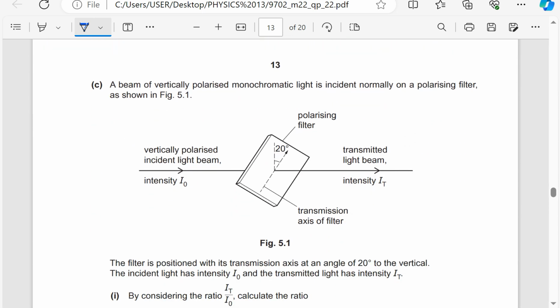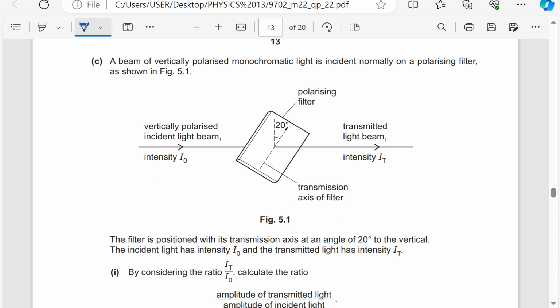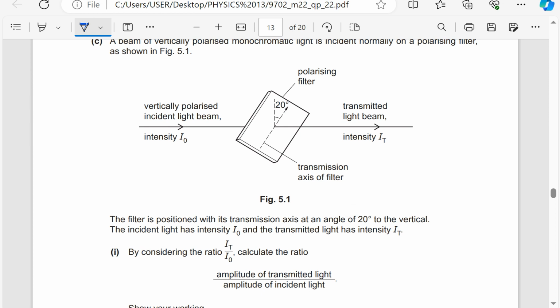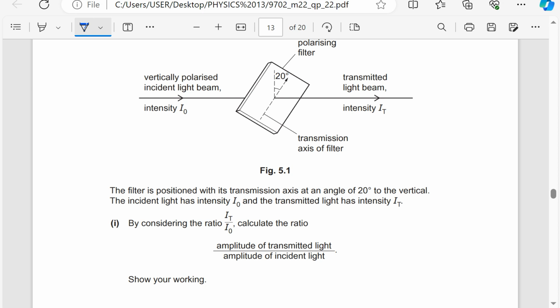A beam of vertically polarized monochromatic light is incident normally on a polarizing filter as shown in the figure. Vertically polarized incident light beam, intensity I naught, is incident on that. The angle between the vertical and the axis of transmission is 20. The filter is positioned with its transmission axis at an angle of 20 degrees to the vertical. The incident light has intensity I naught. The transmitted light has intensity IT.